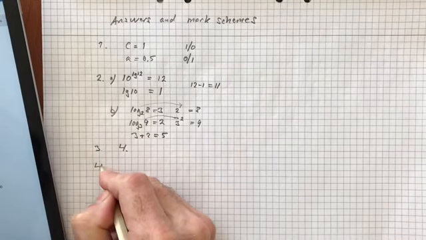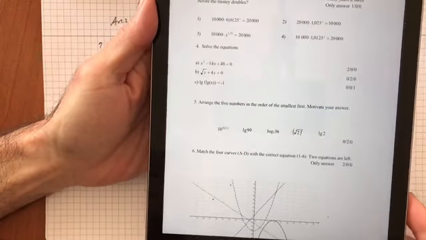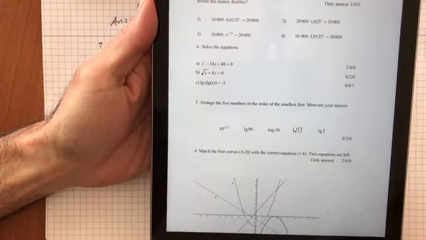Okay, exercise 4. Solve the equations. I will show you how to do that.